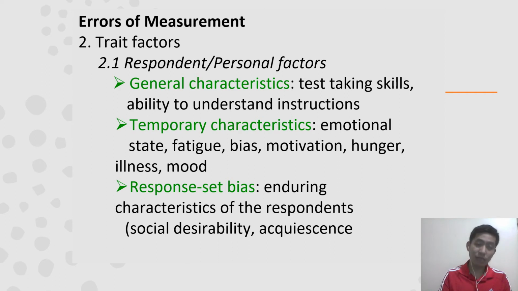Temporary characteristics: the emotion, the fatigue, the bias, the motivation, the hunger, the illness, or the mood. So, you're doing your research after a typhoon. So, it will be tainted. Your results will be not conclusive because their answer may be affected by the current state. So be mindful of doing your research plan and data collection, and do your necessary adjustment if needed.